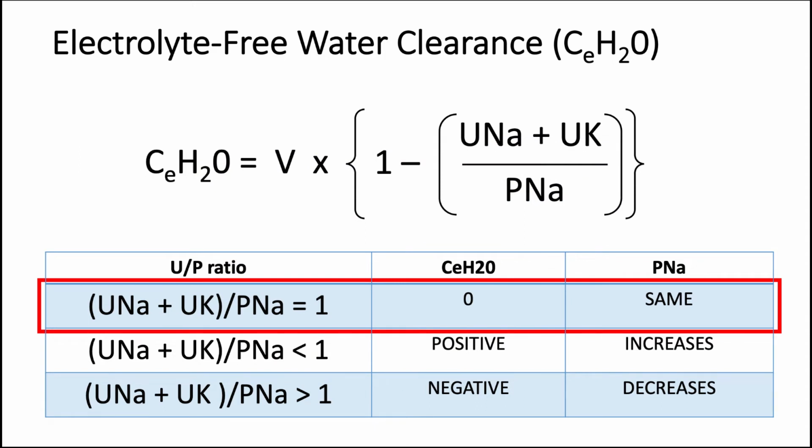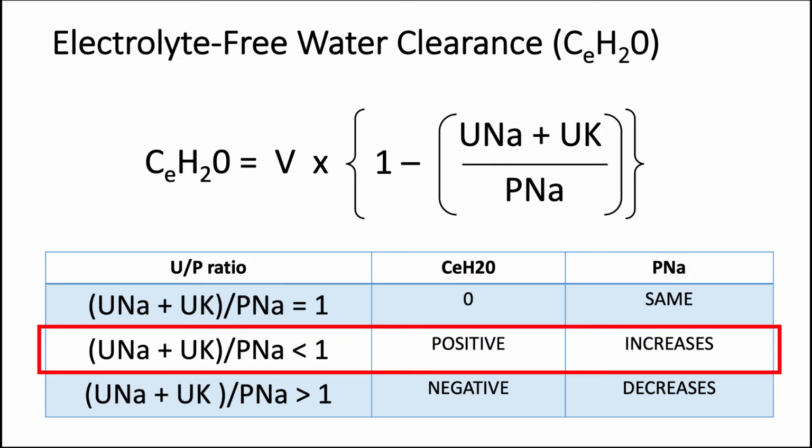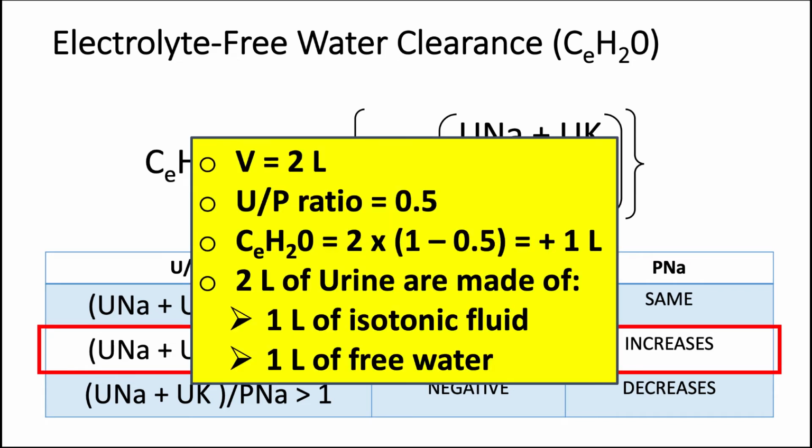Okay, so let's look at the second row now. What happens when the ratio, this urine UP ratio, also known as urine to plasma electrolyte ratio, is less than 1? So let's do an example of that. Let's say somebody's making, again, 2 liters of urine per day, V is 2 liters. The UP ratio is less than 1, 0.5. We calculate the electrolyte-free water clearance, and it comes out to be positive 1 liter. It's a positive free water clearance of 1 liter.